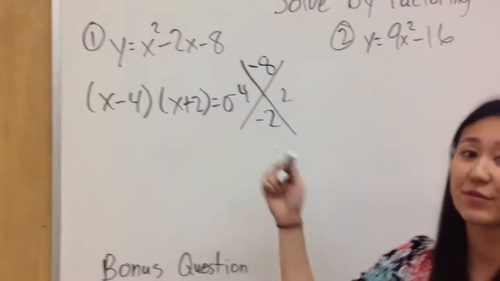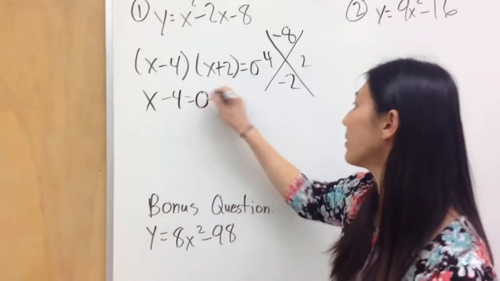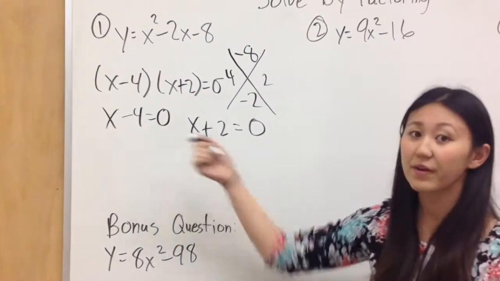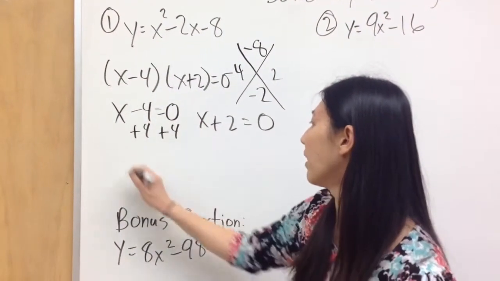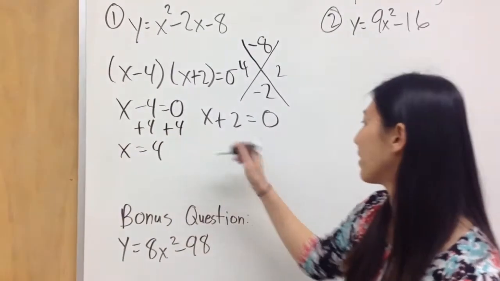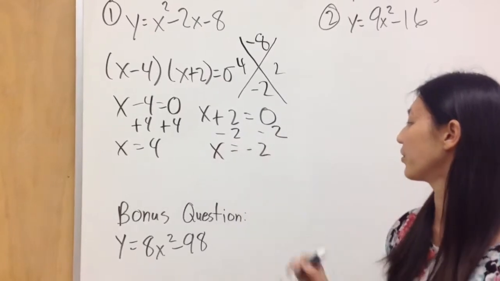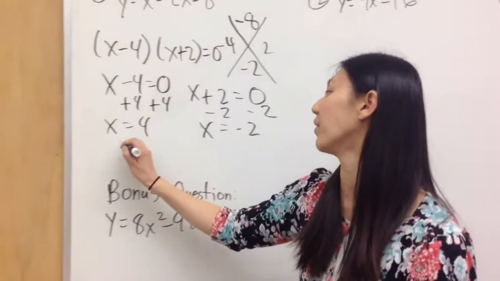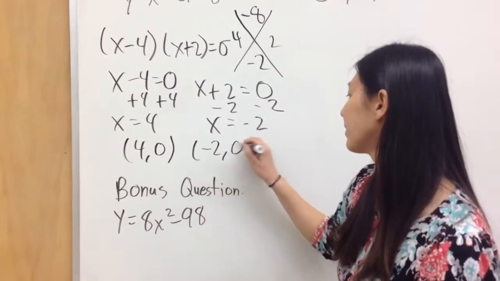Okay, we set each factor equal to 0 now. So we get x minus 4 equals 0 and x plus 2 equals 0. Now I solve for x in each one. So I'm doing plus 4 here. I get x equals 4, and on this one, minus 2 on both sides, so I get x equals -2. Lastly, I'm writing these as points with the y-coordinate as 0. It's going to be (4, 0) and (-2, 0).